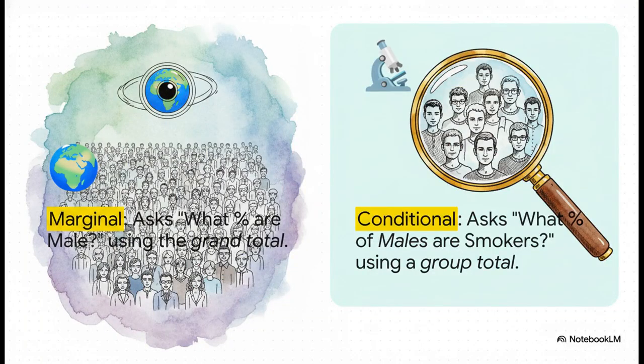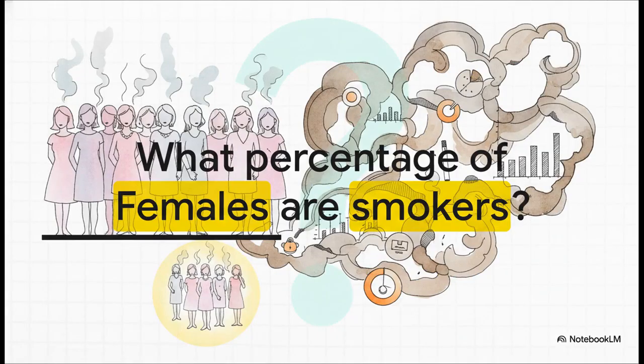And really, understanding this difference is everything. The marginal view uses the grand total, that 800, to ask a super broad question. But the conditional view grabs a specific group total, like the 400 males, to ask a really, really focused question. It's this shift in perspective that unlocks all the interesting insight. All right, let's put this into practice. Check out this question. What percentage of females are smokers? Notice that phrase, of females. That's our clue. It tells us we're looking for a conditional percentage.